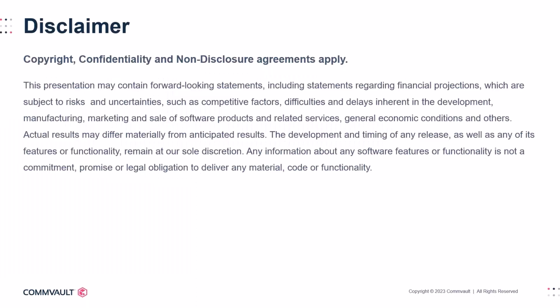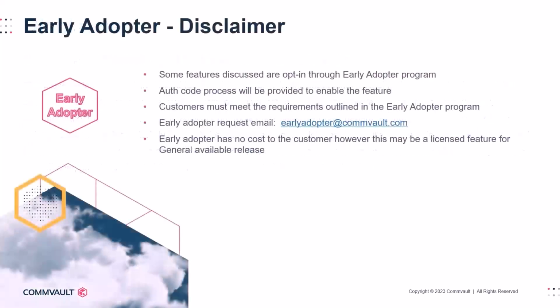Please take a moment to read the on-screen disclaimer. Some of the features discussed in this module are opt-in through the Early Adopter program. They require an auth code to use, which will be provided once the customer has requested access through Early Adopter at commvault.com and met the requirements outlined in the Early Adopter program.